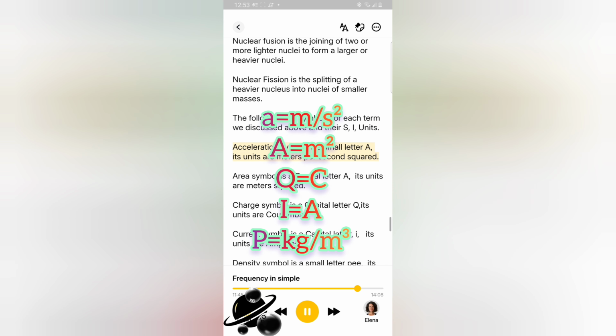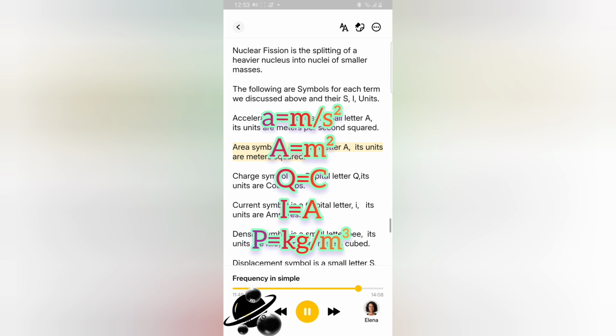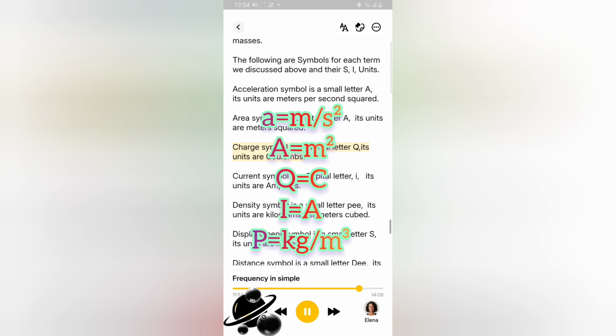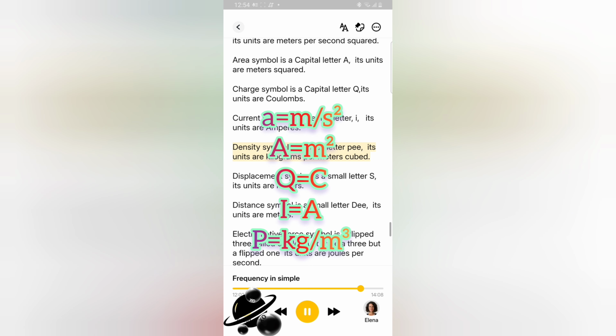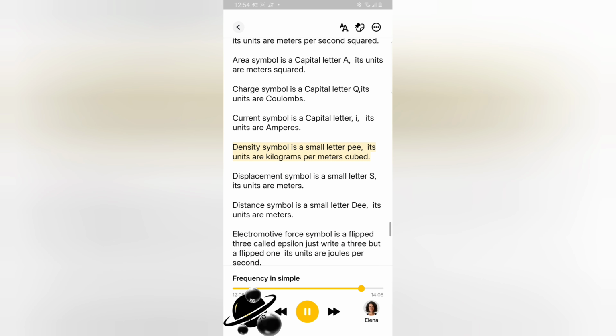Acceleration symbol is a small letter a. Its units are meters per second squared. Area symbol is a capital letter A. Its units are meters squared. Charge symbol is a capital letter Q. Its units are coulombs. Current symbol is a capital letter I. Its units are amperes. Density symbol is a small letter rho. Its units are kilograms per meter cubed.